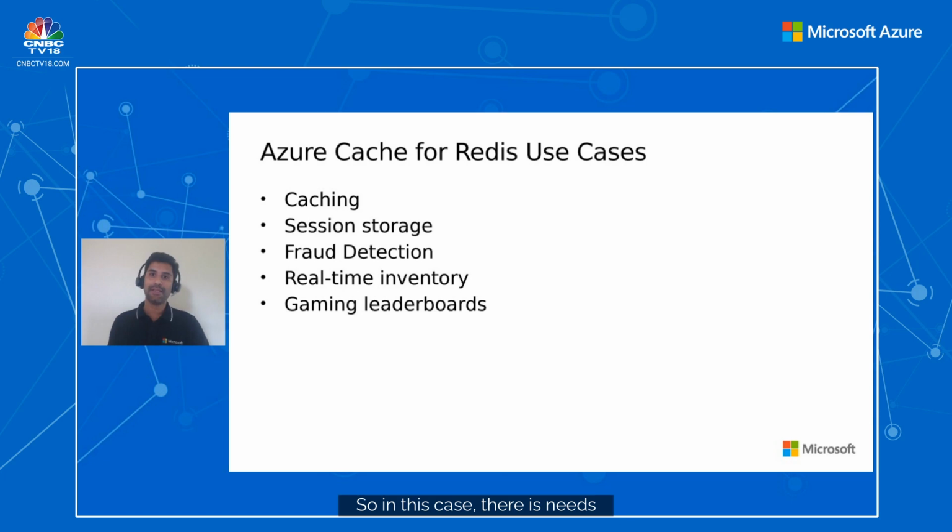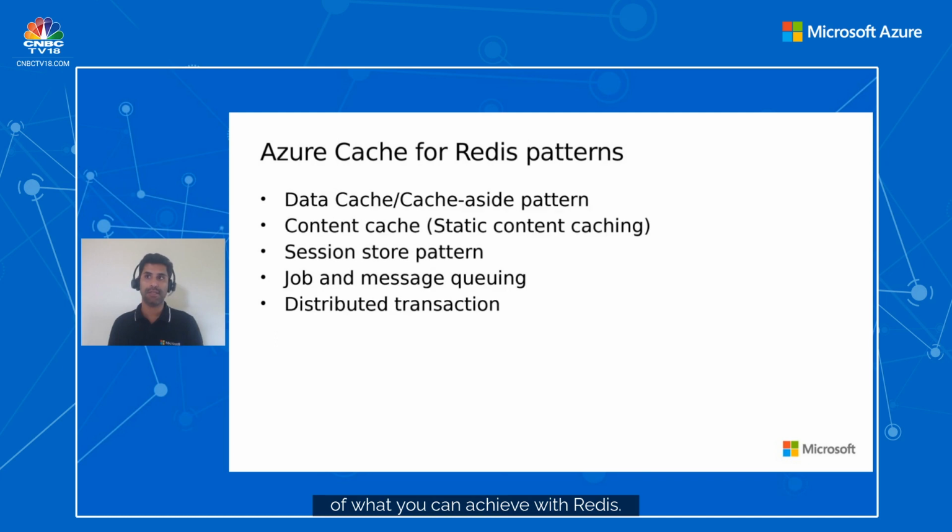So in this case, there need to be computations which we need to do across multiple factors, and there may be complex mathematical processes which we need to run. And that's where there are certain data structures like sorted sets in Redis which help run these complex use cases as well. And again, these are just some of the simple use cases, not the complete list, but we just want to give you an idea of what you can achieve with Redis.